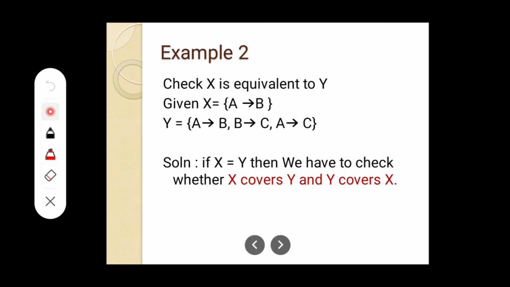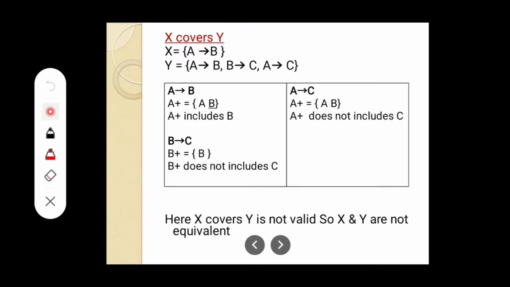Okay, so we have to compute whether X is equivalent to Y, not equal to. It is X is equivalent, we are going to draw three lines. Okay, X is equivalent to Y. So what do we have to compute? We have to compute X covers Y, and Y covers X. Okay, so first I am going to compute X covers Y.